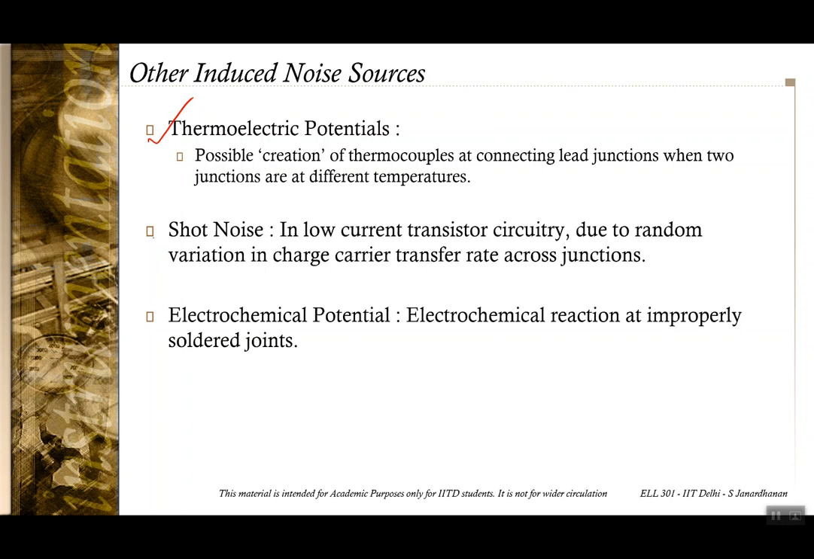In electronic circuitry, you can have random variations coming up as shot noise due to random variation in charge carrier transfer rate across the junction. This particularly is observed in low current transistor circuitry. And in certain circuits, due to improperly soldered joints, you can have small batteries being formed there, and that causes electrochemical reaction, and that causes some spurious electrochemical potential to be induced.